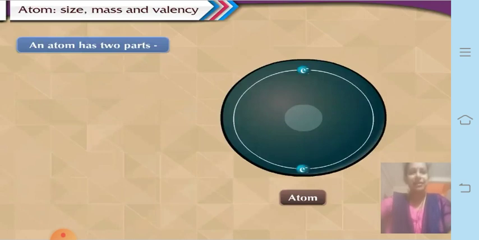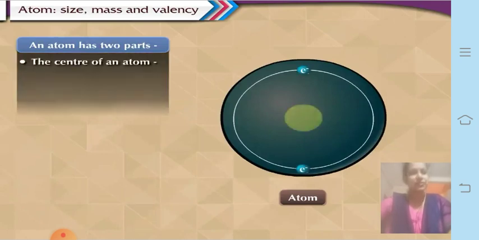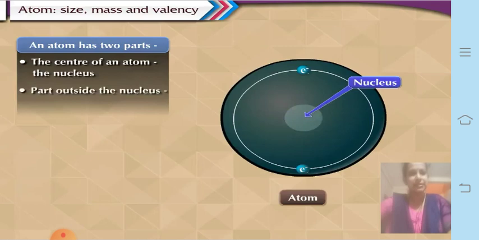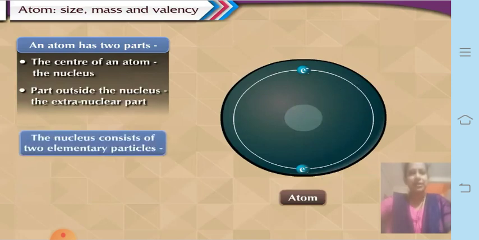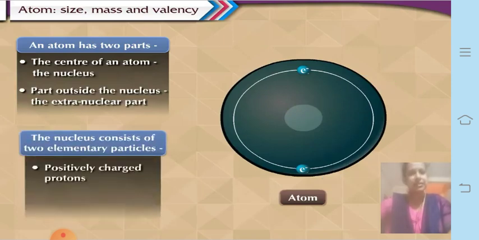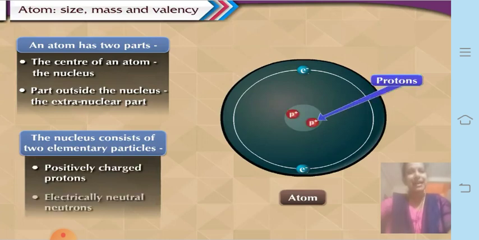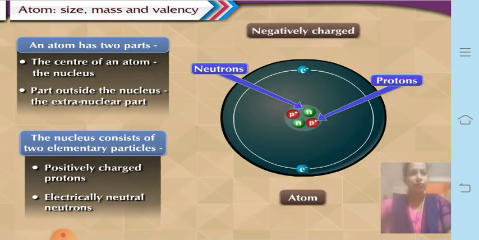Now, atom has two parts, that is, the center of an atom is called the nucleus, and the part outside the nucleus, which is called the extranuclear part. The nucleus consists of two elementary particles, that is, positively charged protons and electrically neutral neutrons, whereas the extranuclear part consists of the negatively charged electrons.